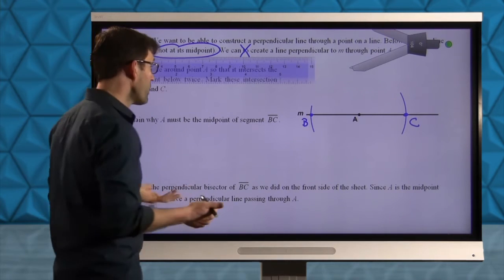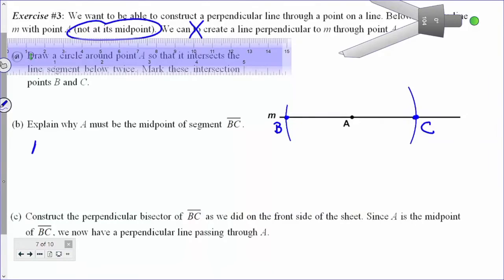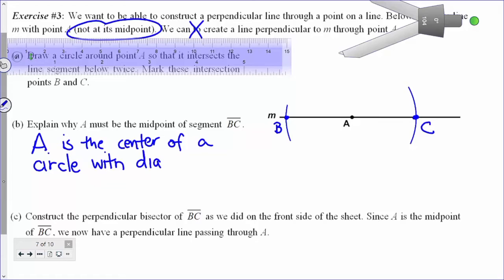All right, well, here we go. A is the center of a circle with diameter BC. I didn't draw the whole circle in, right? But if I did, then BC is a diameter of that circle.